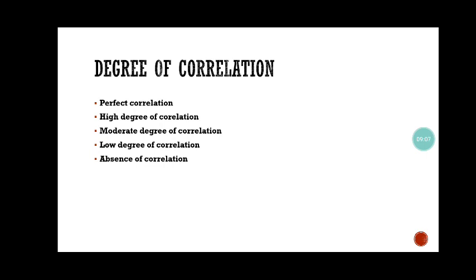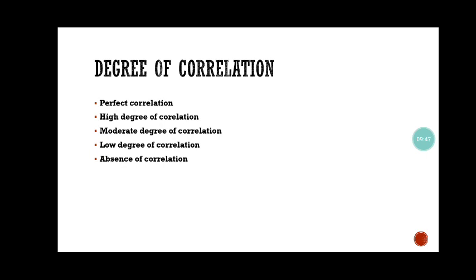The next one is moderate degree of correlation. How can we understand that there is moderate degree of correlation? If the value of the coefficient of correlation lies between 0.25 to 0.75, we can say that there exists a moderate degree of correlation between the two variables. And if there is negative moderate degree of correlation, the coefficient of correlation would lie between -0.25 to -0.75.